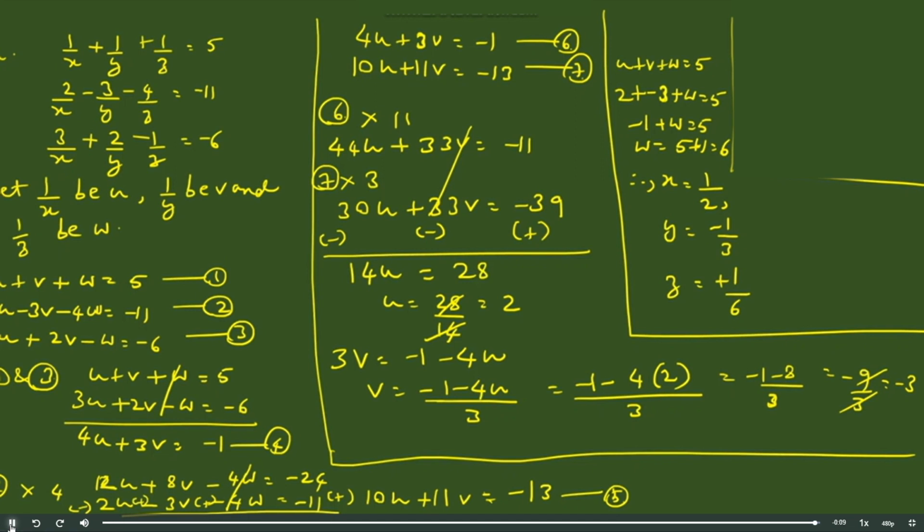Reciprocal of u, v and w. x is equal to 1 by 2, y is equal to minus 1 by 3 and z is equal to 1 by 6.